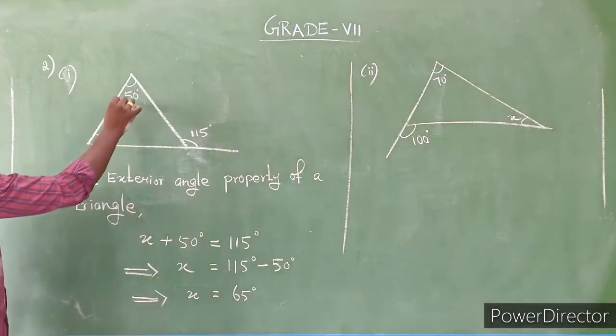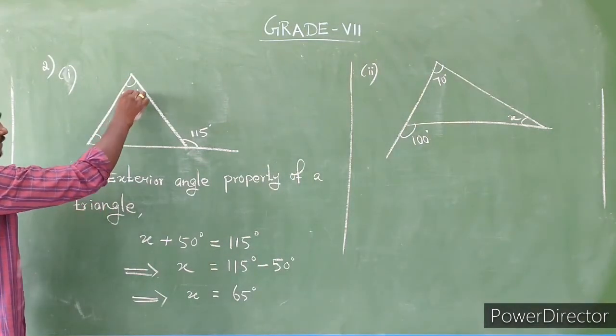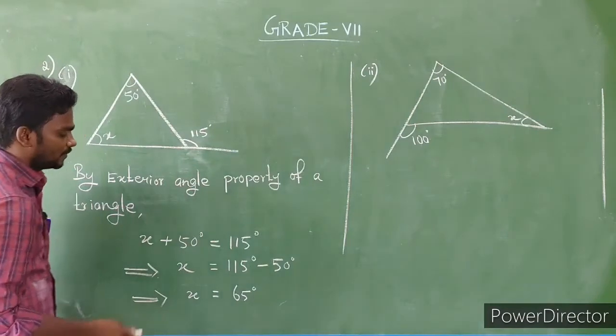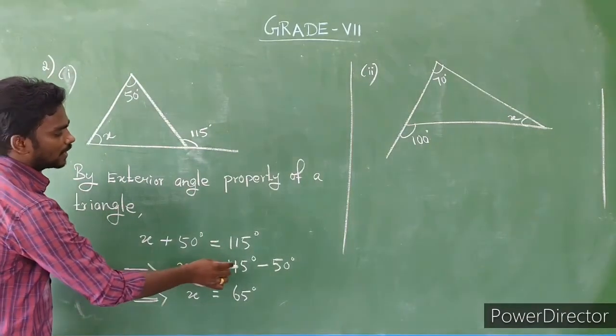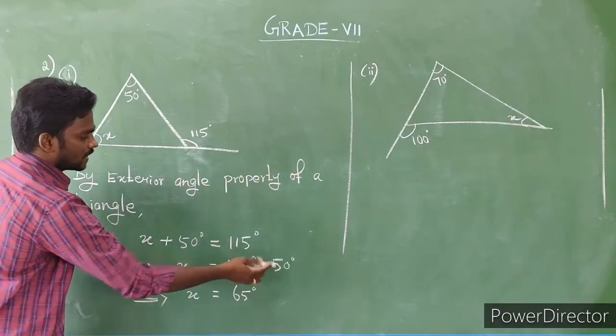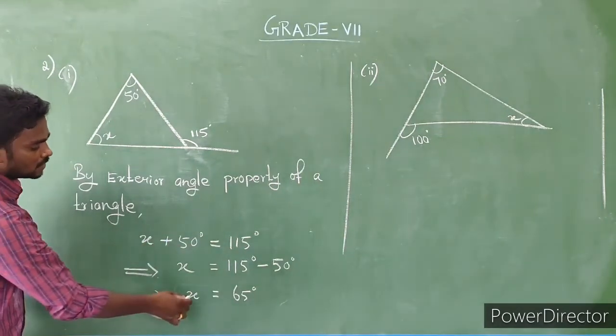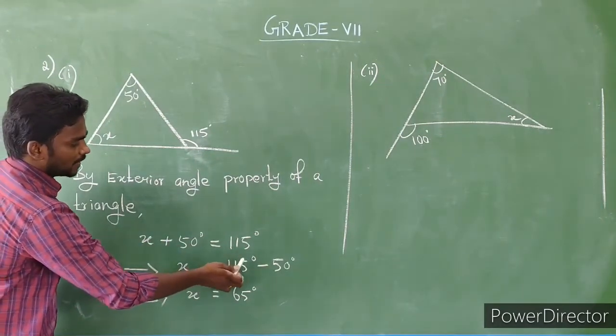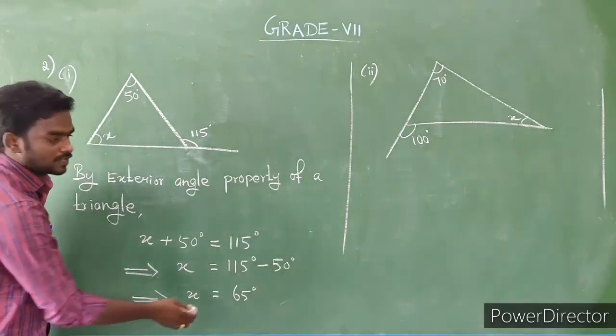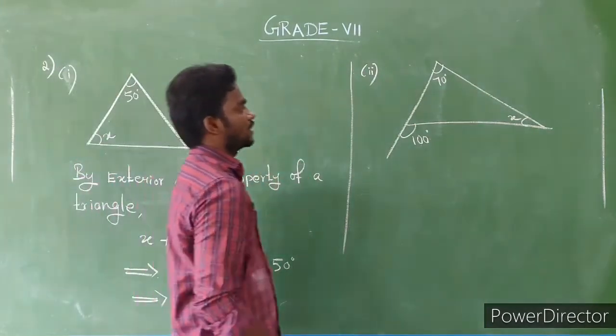Here the sum of interior opposite angles x plus 50 is equal to 150 degrees. Implies x is equal to 150, and plus 50 is transposed to minus 50. So the value of x is equal to 150 minus 50, the value is 100 degrees. Next, what is the second question?